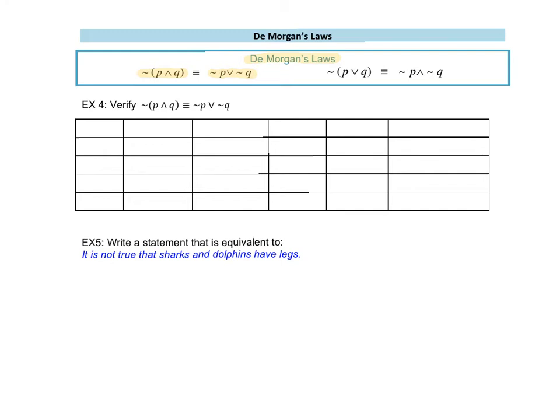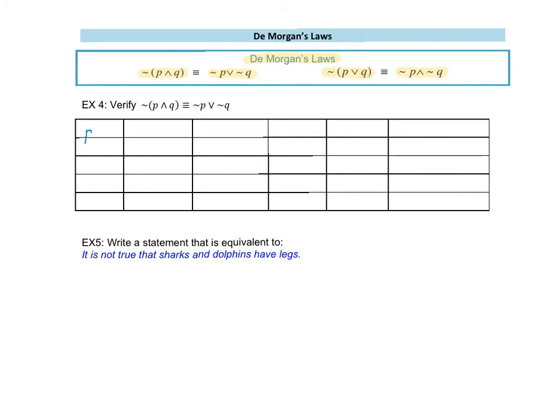Let's look at the other one where we're distributing over an or statement. So we have the negation of P or Q. It's going to be equivalent to change everything. The P becomes a not P, the or becomes an and, the Q becomes a not Q. So we're going to verify one of those equivalences, the first one with the truth table, and then the other one follows by creating a similar truth table.